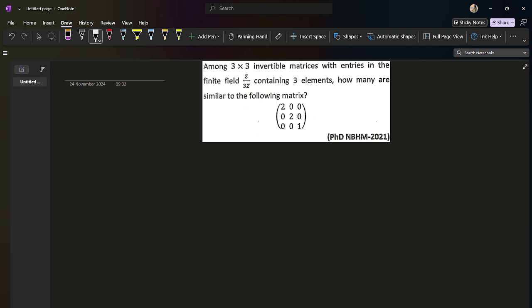This question is from the year 2021. It came in our PhD entrance examination for NBHM. This question is from linear algebra.